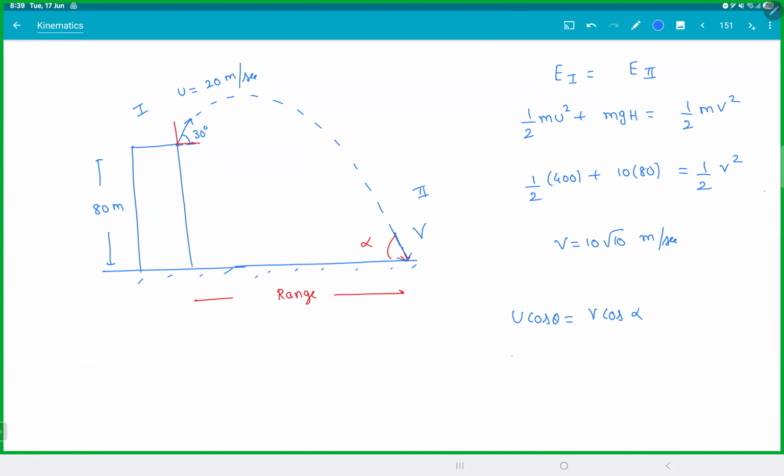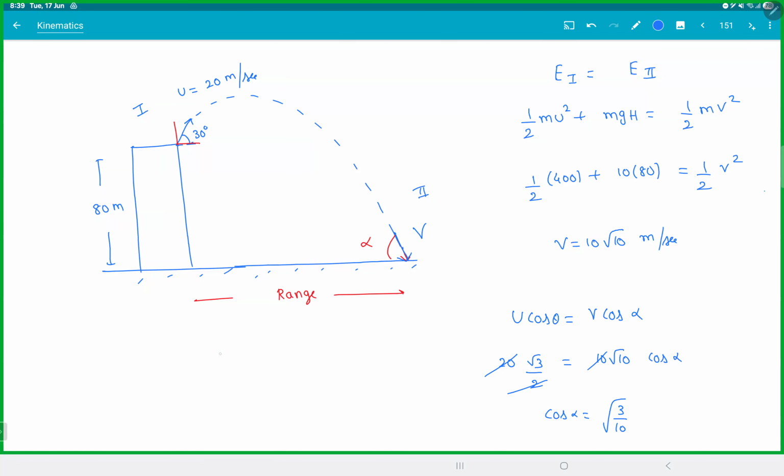U cos theta is 20 cos 30, which is root 3 by 2. V is 10 root 10, and that is cos alpha. The 2s are 20, 10 is gone, so cos alpha will be root over 3 by 10. Yeah, you can convert this into tan also. It works out. This would be a faster way of doing it.